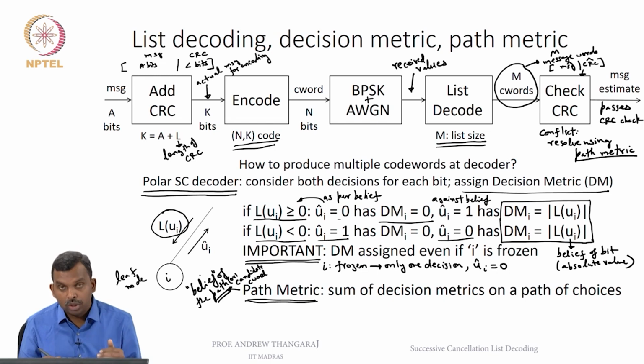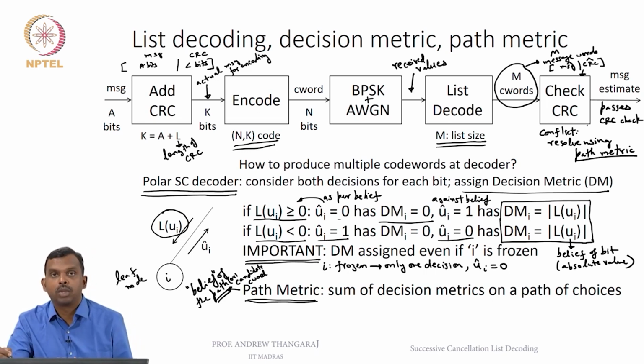So, if the path metric is low, then you're more confident about the code word. If the path metric is higher, you're less confident about the code word. Okay, so this is how path metric can be used to resolve conflict. Okay, so when you check CRC, supposing you find none of the message candidates are actually passing CRC, then what will you do? Among the candidates, you pick the one with the lowest path metric.